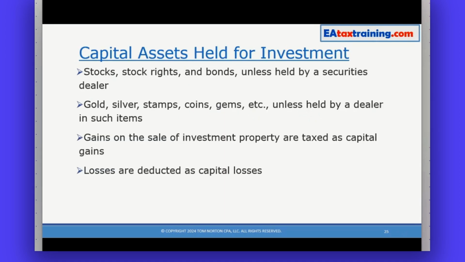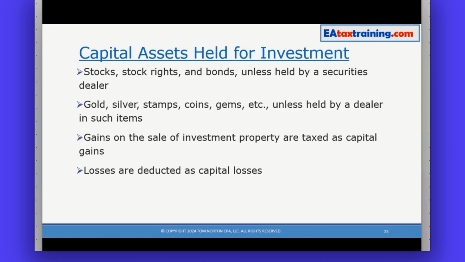So capital assets held for investment, we normally would think about things like stocks, stock rights, bonds, unless those things are held by a securities dealer, because again, at that point, it's a business asset. If they're a dealer in assets, that means they're buying these investments in order to resell them. So it's like inventory to them. Similarly, gold, silver, stamps, coins, gems, assets like that, unless those are held by a dealer. Gains on the sale of investment property are taxed as capital gains.